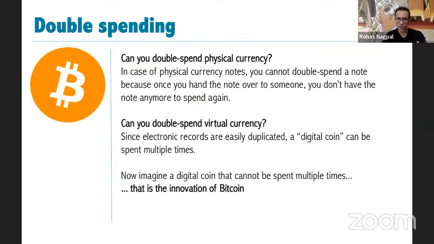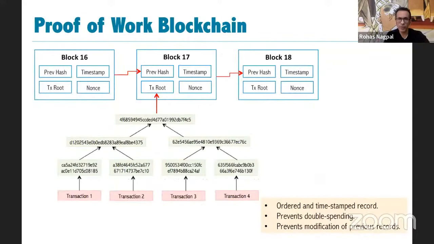But in Bitcoin blockchain, for the first time in the world, we got a way of preventing double spending without needing centralized authorities like banks. And that is the basic innovation of Bitcoin.